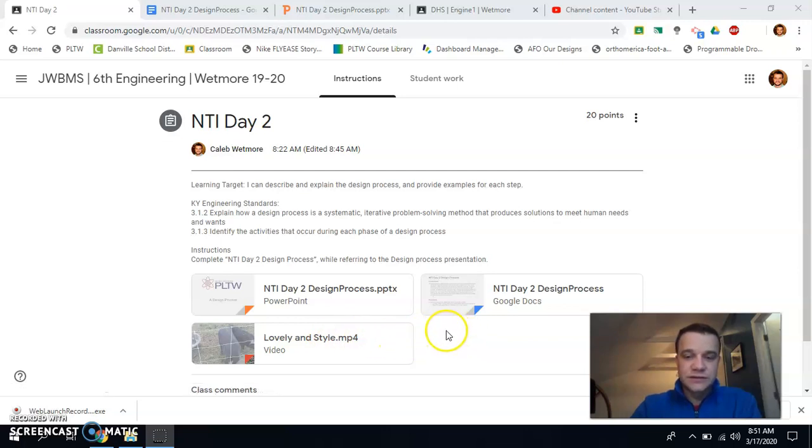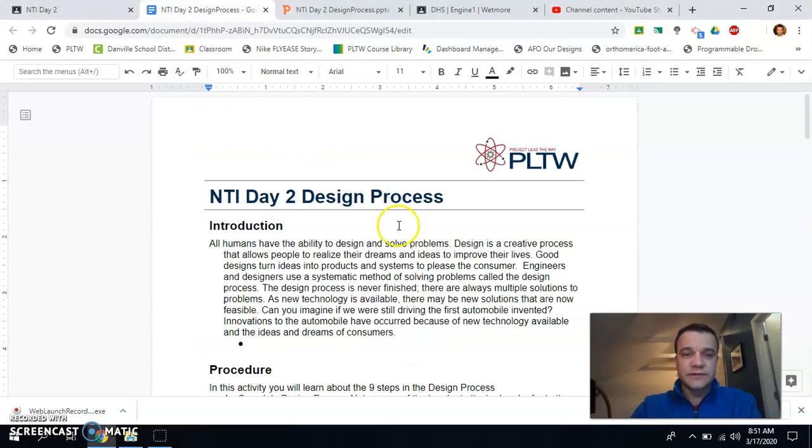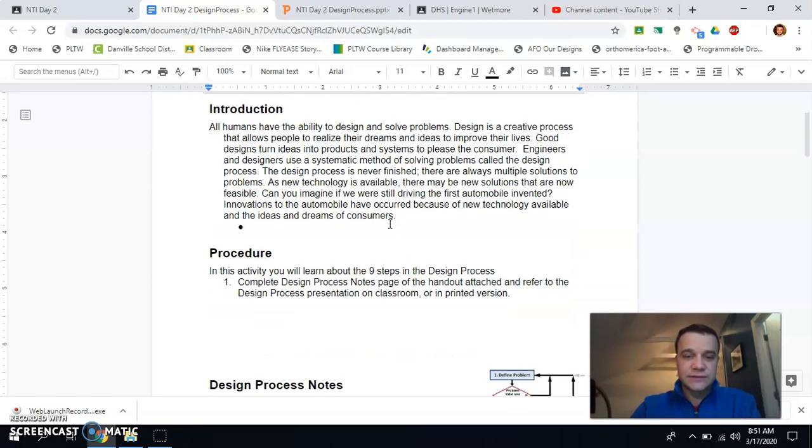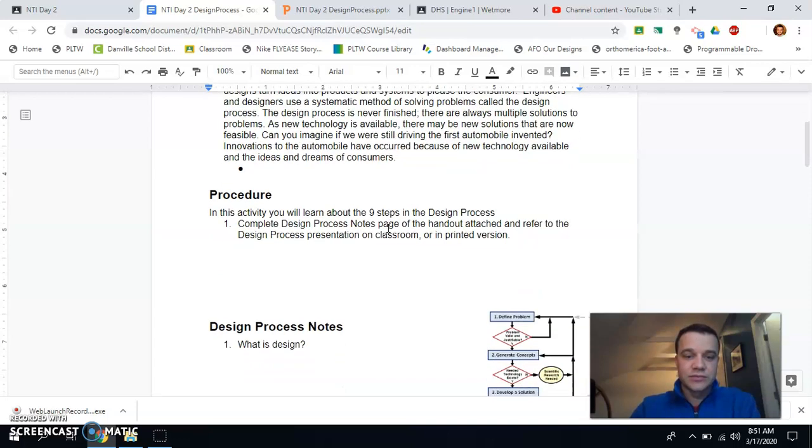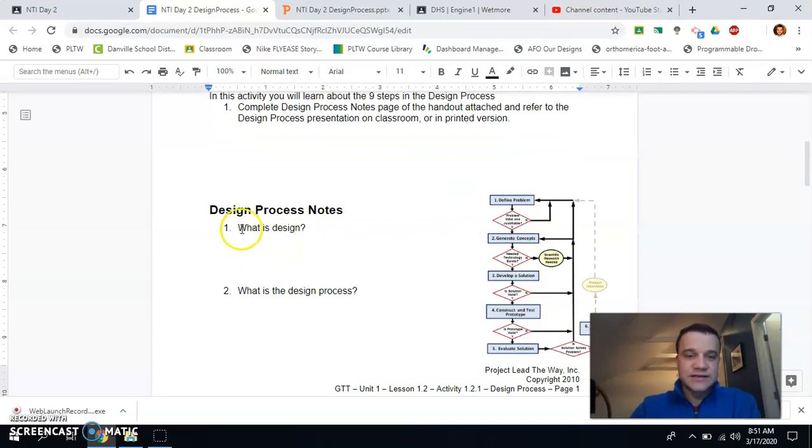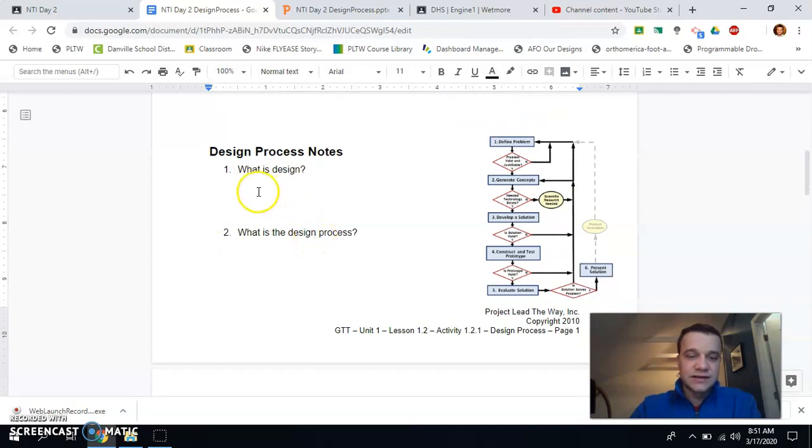Okay, so let's go on to today's assignment. When you open your assignment document, it's going to look like this, NTI Day 2 Design Process. Yesterday we talked about what engineering is. Today we're going to go over a review of the design process. Here on the assignment, you're going to have design process notes that are going to say what is design and what is the design process.